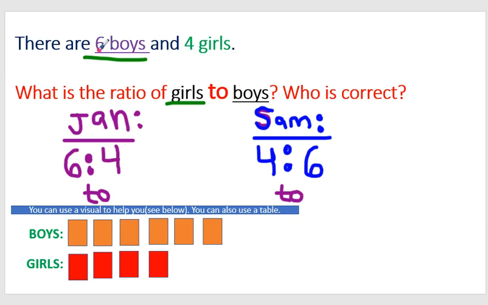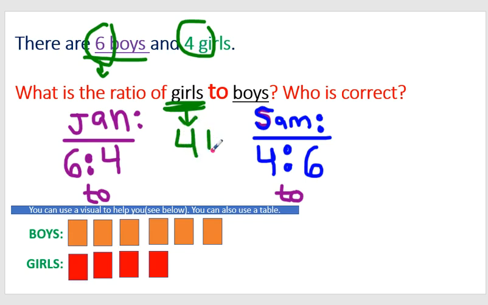A lot of times I see students just take the number given first and write it first, and the number given second, they write second. That's not always correct. So let's look over here. It says girls first. Oh, so that means we need to write the number of girls first, which is 4.